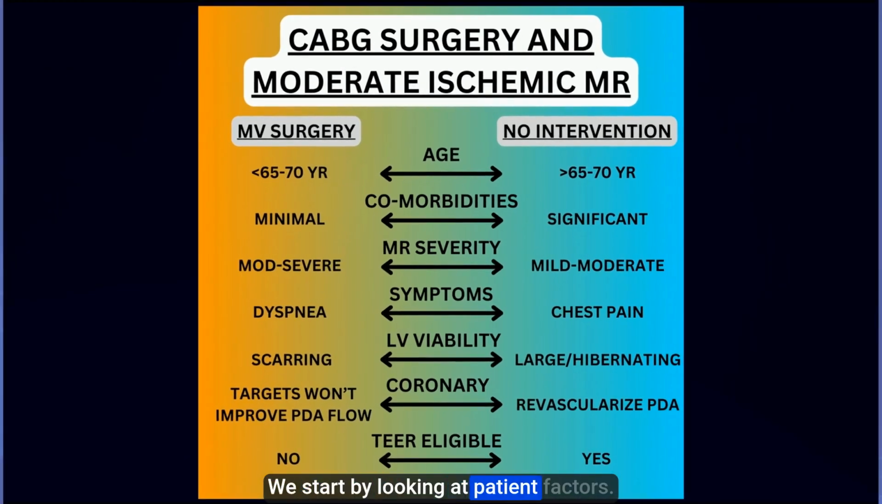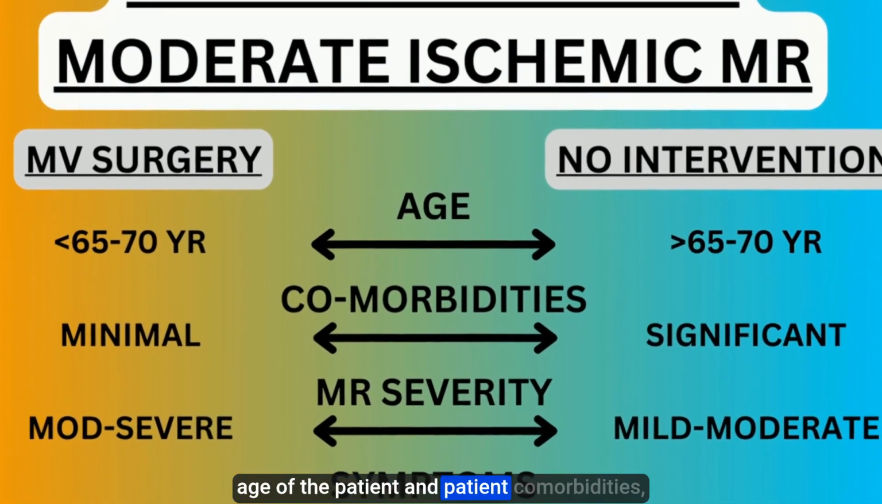We start by looking at patient factors. Can the patient tolerate the risk of more cardiopulmonary bypass for potential MR reduction benefit? I help answer that question by looking at the age of the patient and patient comorbidities, where a younger age may favor lower risk for more bypass, along with minimal comorbidities.